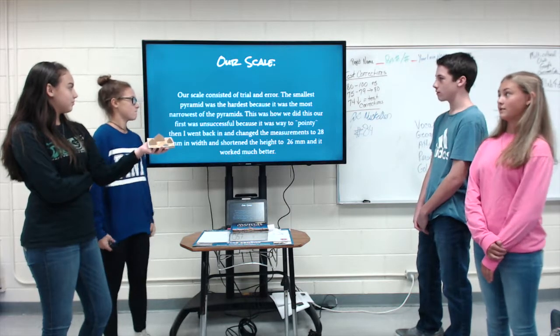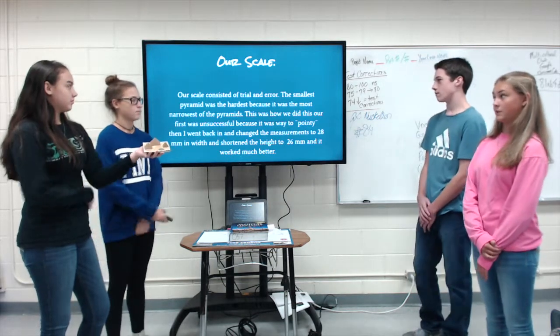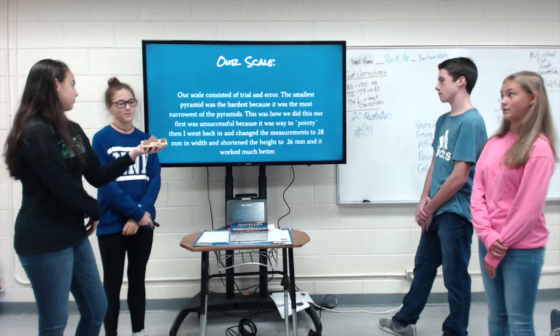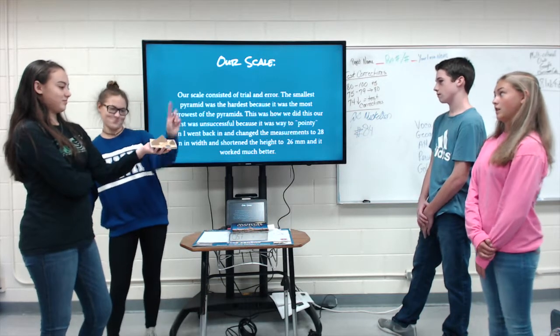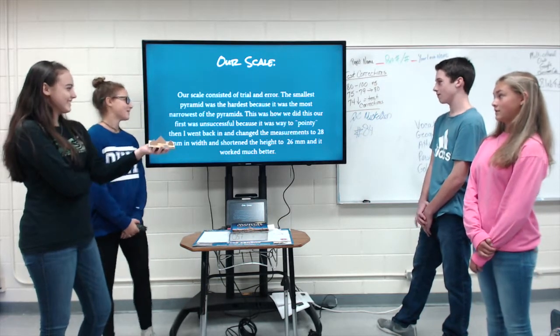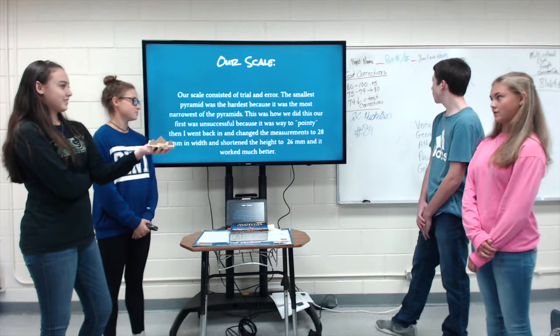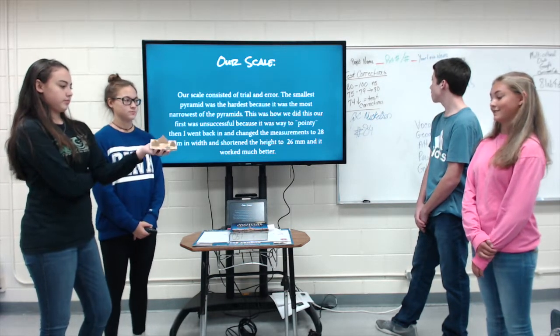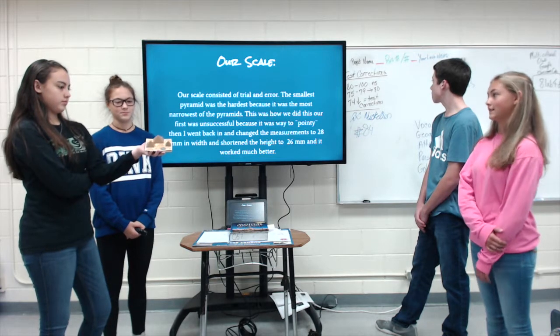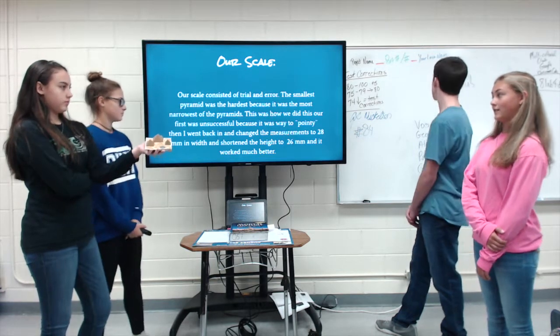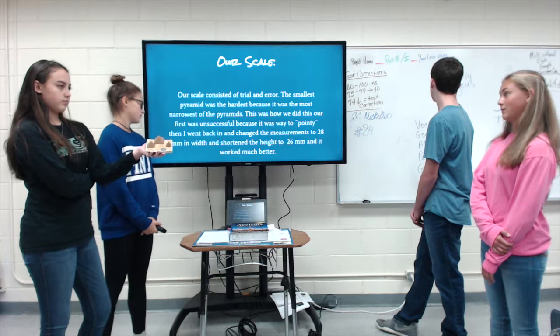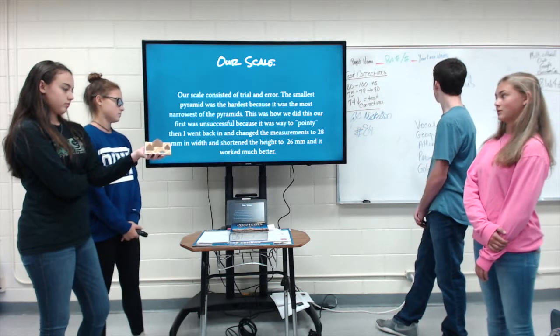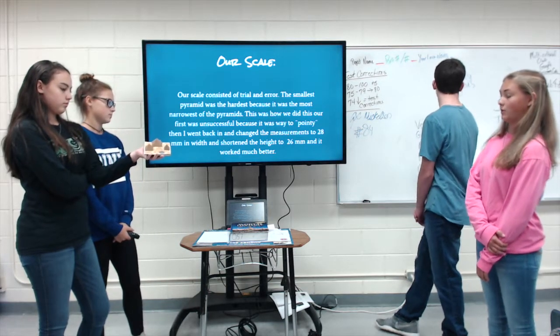Our scale consisted of trial and error. The smallest pyramid was the hardest because it was the narrowest of the pyramids. This was how we did this. Our first was unsuccessful because it was too pointy. And then I went back in and changed the measurements to 28 millimeters in width and shortened the height to 26 millimeters, and it worked much better.